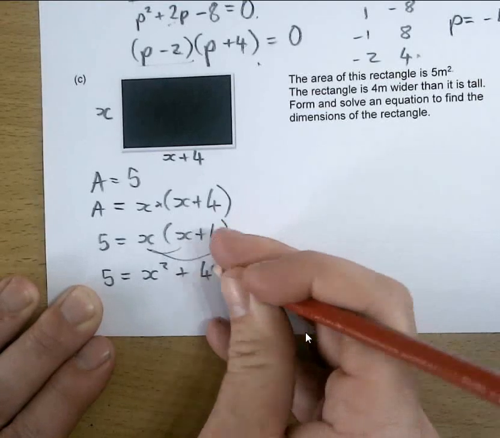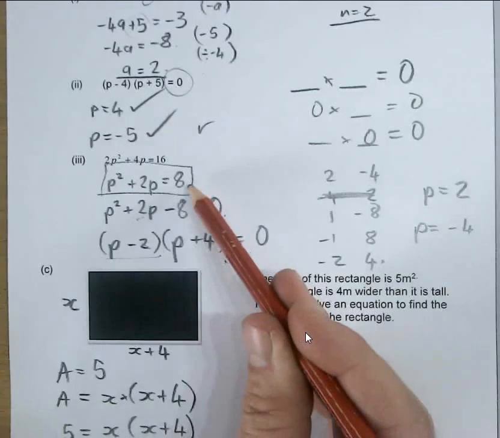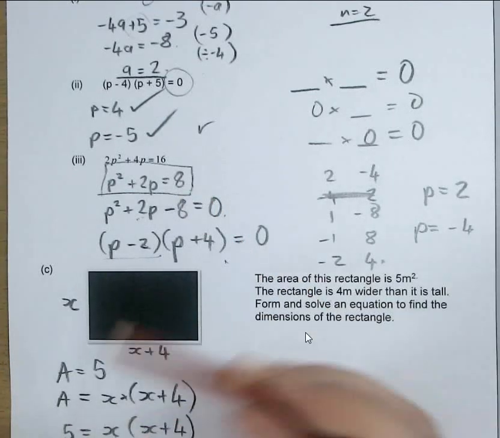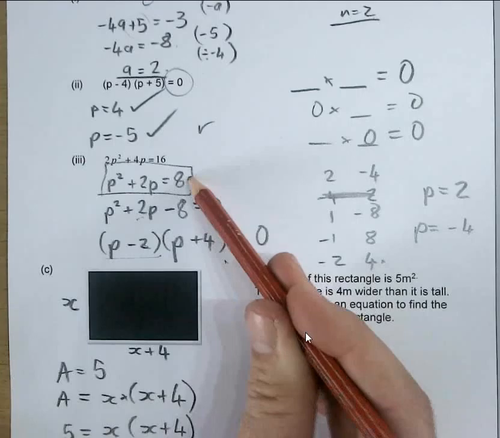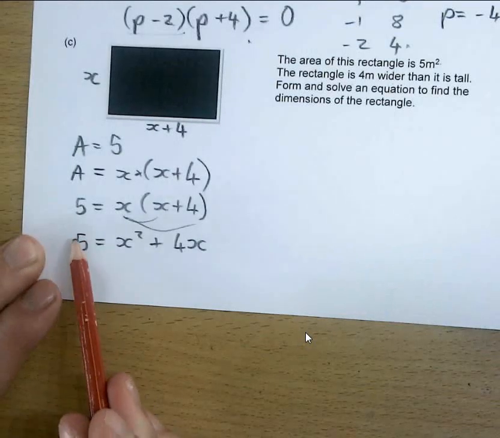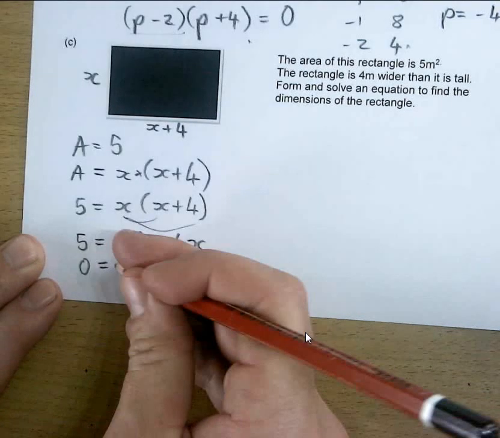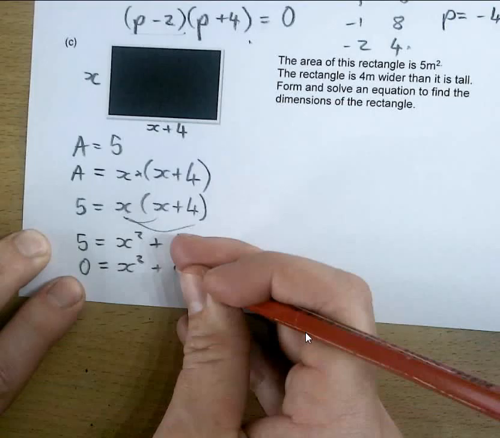Cool. Okay, and this is the same sort of thing we had back up here. It's got squareds, and it's got letters, and it's got numbers. We want to move from that form into that form. So I'm going to take that 5, and make it into 0, so I'm subtracting 5 when I do that. 0 is equal to x squared plus 4x minus 5.